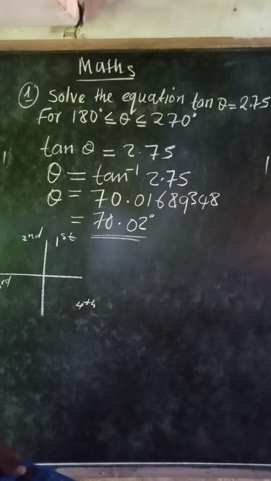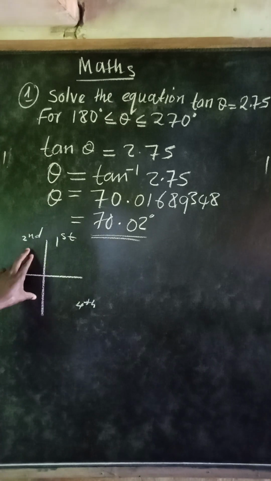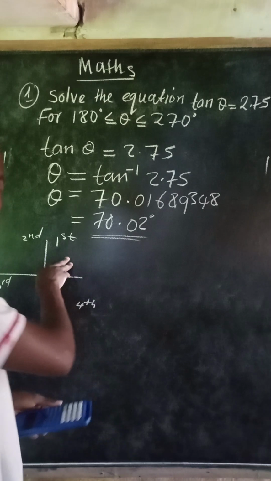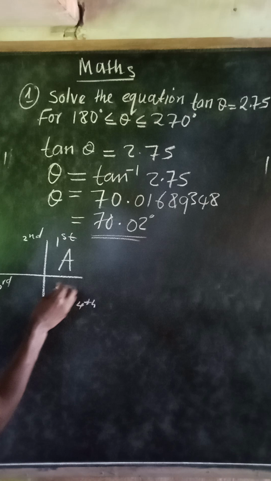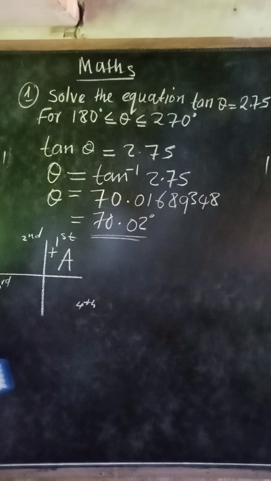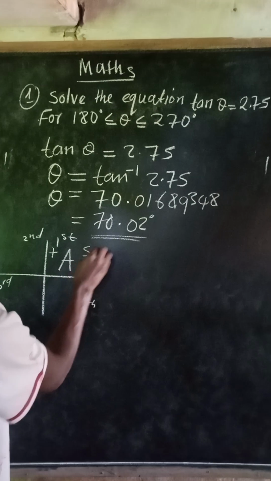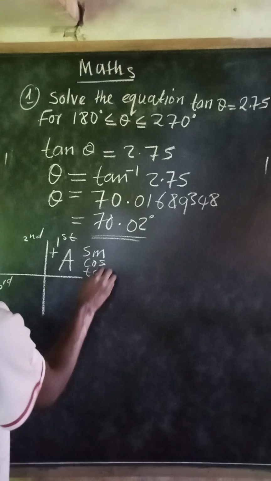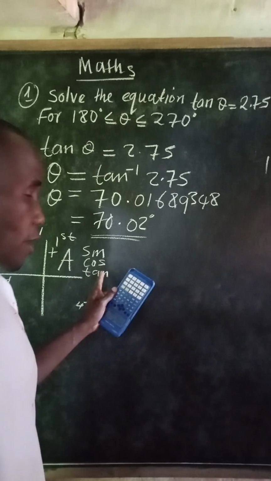Okay, so now there's something that I want you to understand about the quadrants. In the first quadrant, all three ratios are positive, and that is represented by letter A. So all of them are what? Positive. What do I mean? Sine, cos, tan, they are all positive. That is the first quadrant.